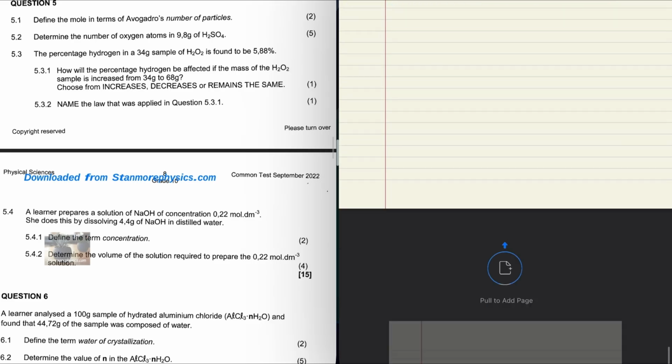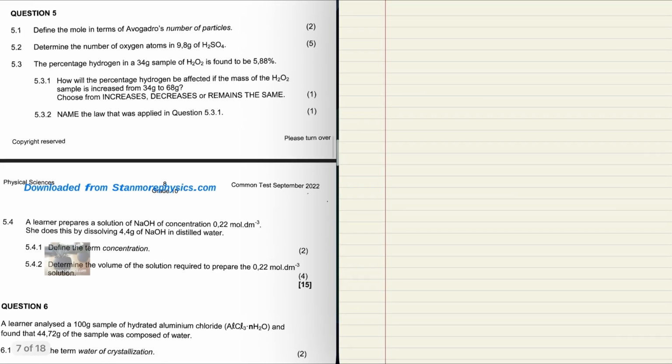Now, let's look at question number 5. Question 5, define the, okay, leave that out. Question 5.2, determine the number of oxygen atoms in 9.8 grams of H2SO4. So, first, let's calculate the number of moles. Number of moles is equal to mass divided by molar mass. So, the mass is 9.8. The molar mass of H2SO4 we get from the periodic table. So we have 2 hydrogens, so that's 2, plus sulfur, which is 32, plus 4 times 16.